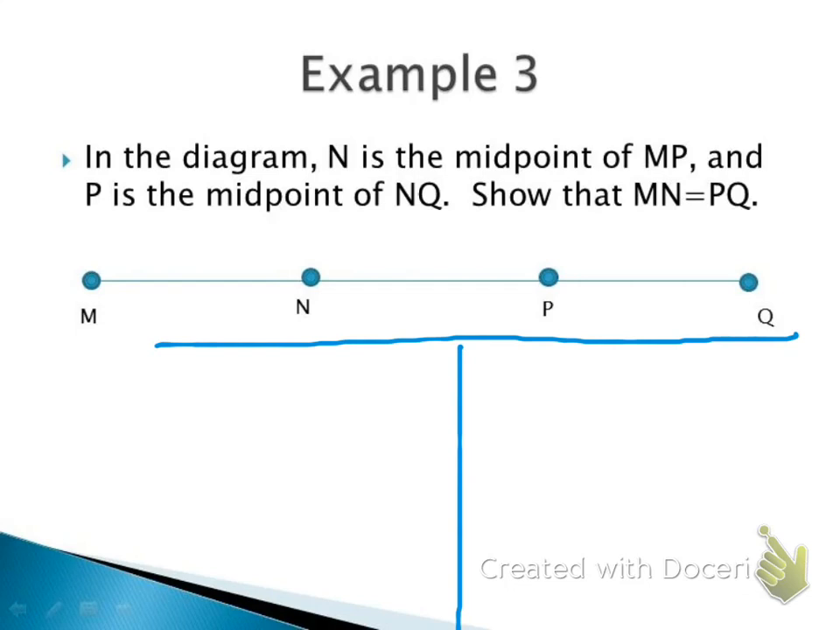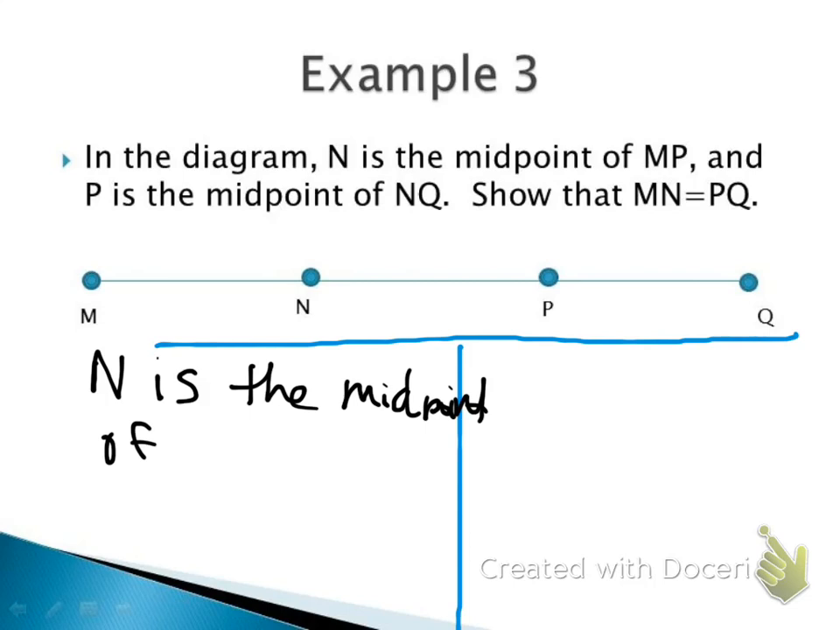All right, I want to do this one this way. I'm going to give you guys the left side. You're going to tell me the right side. Okay, so I'm going to tell you what we know. You're going to tell how we know it. So N is the midpoint of MP. How do I know that? It was given. So your reason is given.